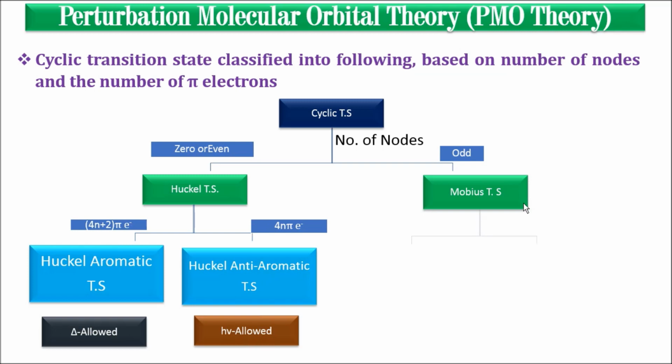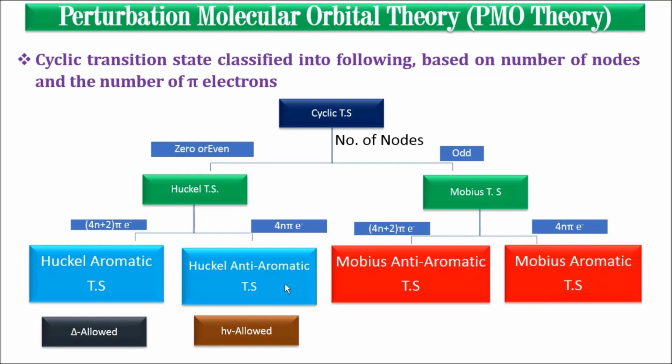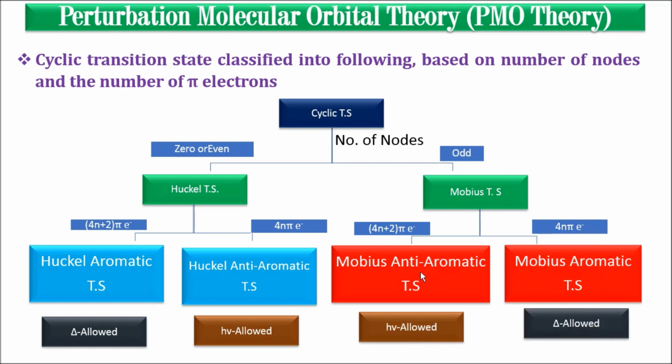Now come to this branch, it is the reverse of this branch. When a compound belongs to a 4n plus 2 pi electron system in Mobius theory, that is called a Mobius anti-aromatic compound. When it has 4n pi electrons, that is Mobius aromatic. Just reverse. When anti-aromatic is there, that is photochemically allowed. Mobius aromatic is thermally allowed, and aromatic is thermally allowed. So this is the flowchart we have to remember to explain the PMO theory.